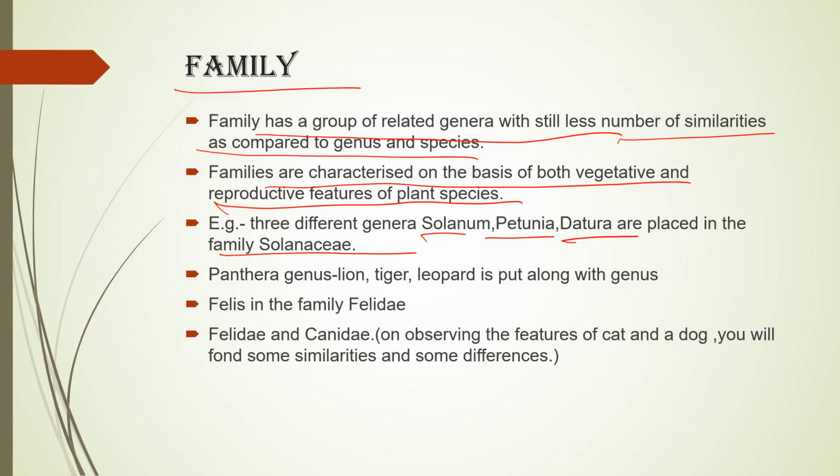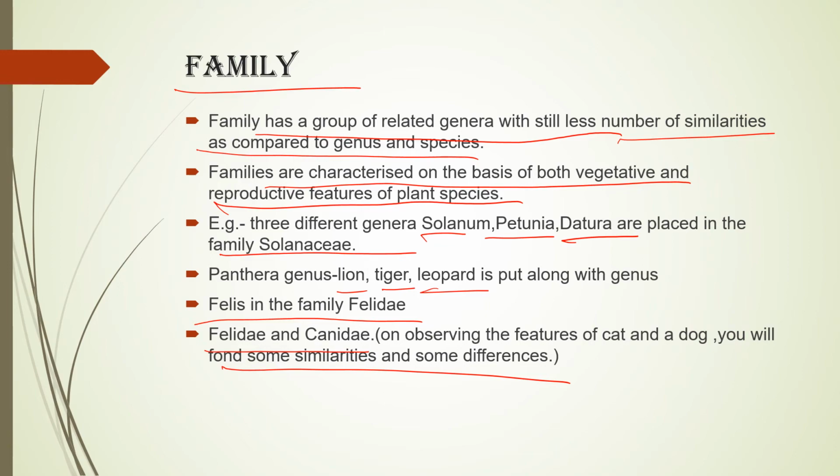Now the genus Panthera comprises the lion, tiger as well as leopard, and they are put together in the genus. Felis is in another family, Felidae, and Felidae and Canidae, these two, on observing the features of both cats and dogs, you will find similarities as well as some differences, but they fall under two different families, that is Felidae and Canidae. Their properties vary from each other, so we have grouped them into two different families.